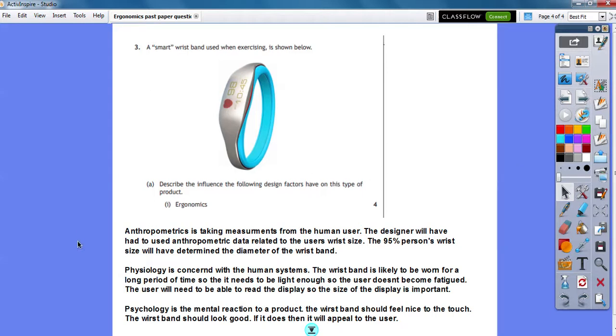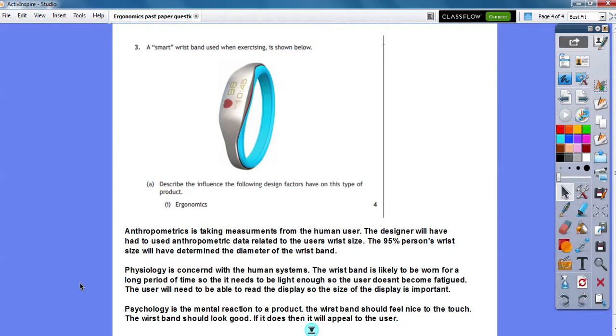In this question, the first thing, as I've already explained, is that you want to apply or demonstrate your knowledge of the three categories associated with ergonomics: anthropometrics, physiology, and psychology. So in the first paragraph here, it says, anthropometrics is taking measurements from the human user. The designer will have had to use anthropometric data related to the user's wrist size. The 95 percentile person's wrist size will have determined the diameter of the wristband.